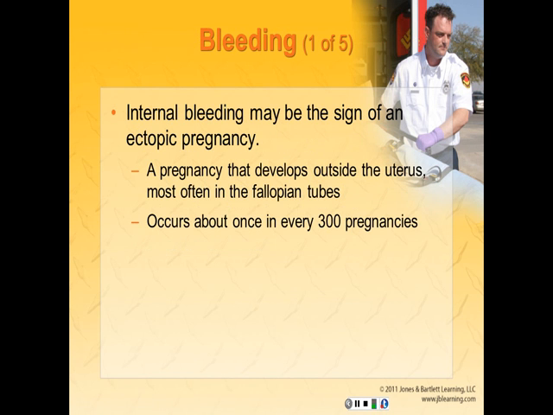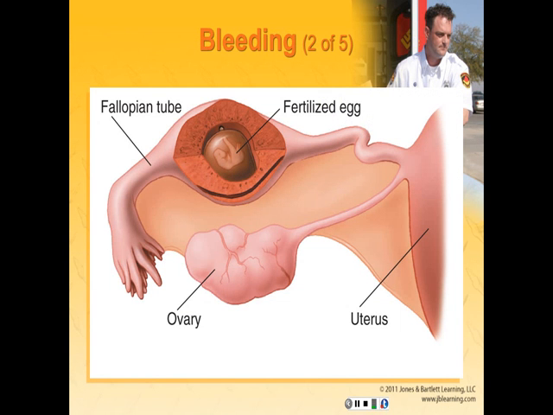Bleeding. Internal bleeding may be the sign of an ectopic pregnancy, a pregnancy that develops outside the uterus, most often in a fallopian tube. This occurs about once in every 300 pregnancies. And here is an example of an ectopic pregnancy where the fetus, the embryo, is developing inside the tube.